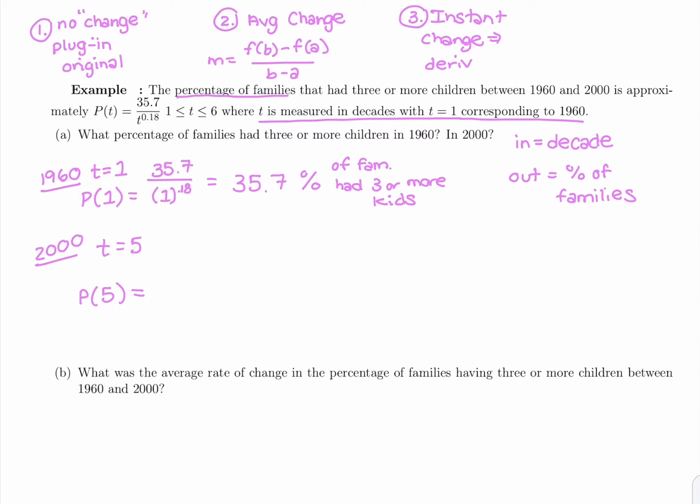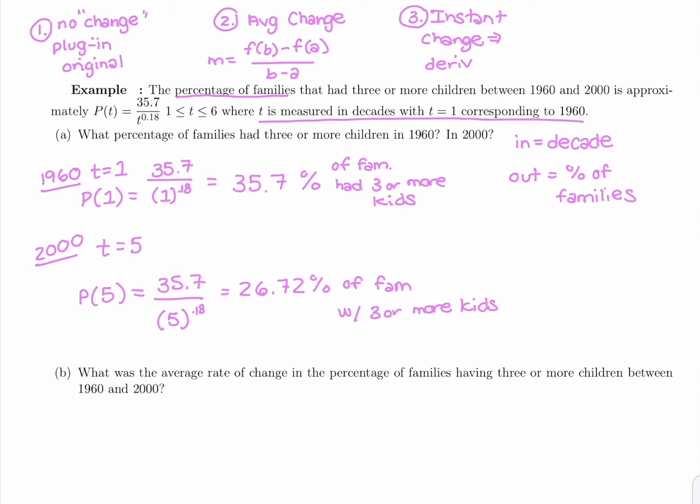P of 5. We're going to do 35.7, and then in parentheses, we're going to replace T with a 5 to the 0.18. So grabbing your calculator, you want to see what percent of families you get. And we'll just round to maybe the second decimal place. So there's about 26.72% of families with 3 or more kids.